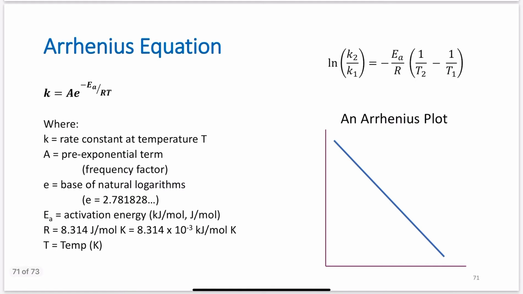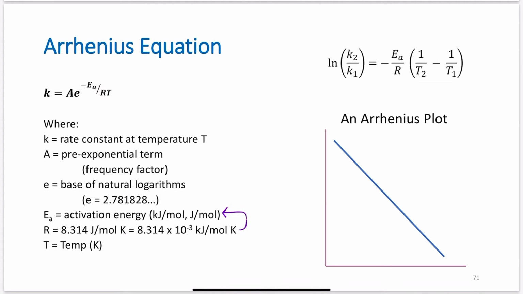The Arrhenius equation: k, your rate constant at temperature T, is equal to A, a pre-exponential term we call your frequency factor, times e raised to the negative E sub A, your activation energy in kilojoules per mole or joules per mole, depending on which units you're using, divided by R, your gas constant. Units can be 8.314 joules per mole K or 8.314 times 10 to the negative third kilojoules per mole K. That is multiplied by temperature in Kelvin. And e is the base of the natural logarithm, so 2.718.